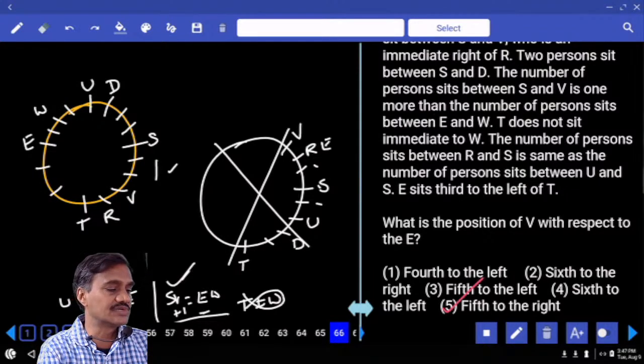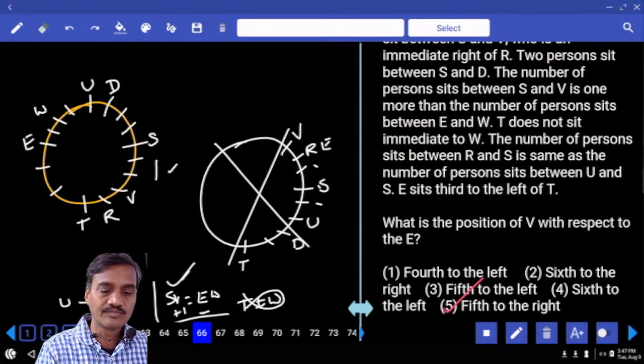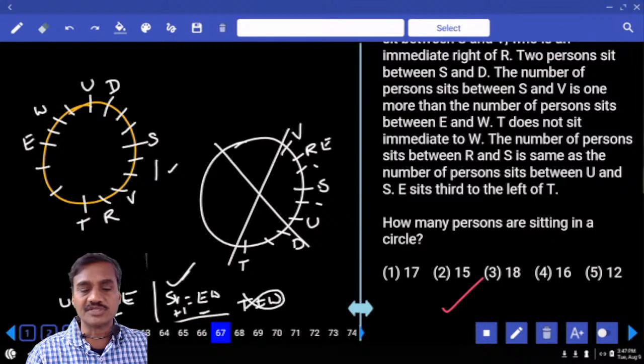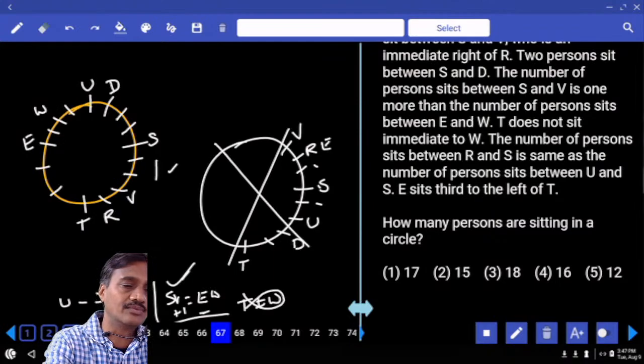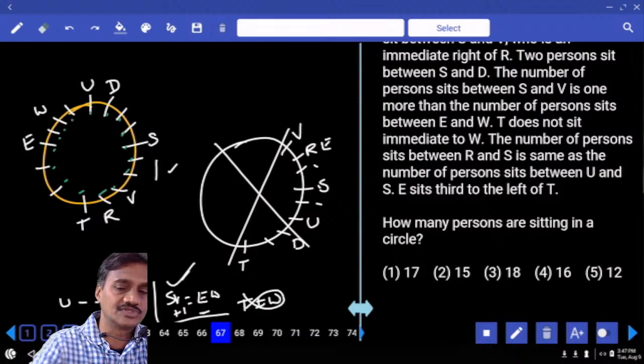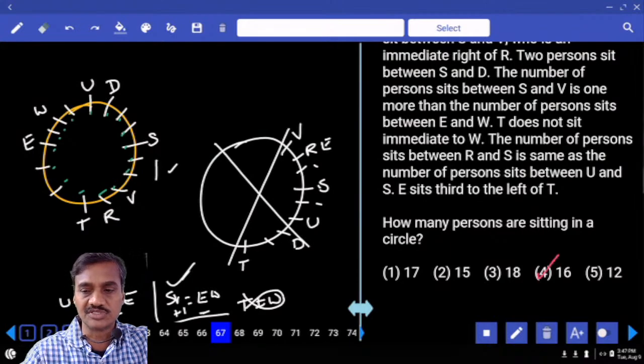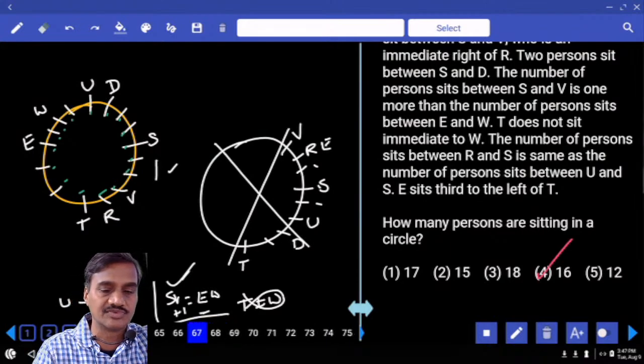Then next one, 67. How many persons are sitting in the circle? Now count the total number of persons here. How many are there in this circle? Total number of persons: 1, 2, 3, 4, 5, 6, 7, 8, 9, 10, 11, 12, 13, 14, 15, 16. So altogether we have 16, the choice for question number 67.